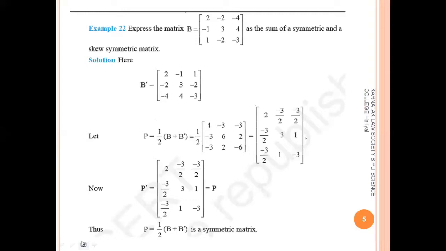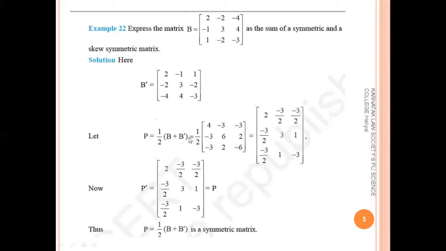We need to add these two matrices. That is 2 plus 2 is 4. Minus 2 minus 1 is minus 3. And minus 4 plus 1 is minus 3. Minus 2 minus 1 is minus 3. 3 plus 3 is 6. And minus 2 plus 4 is 2. Minus 4 plus 1 is minus 3. 4 minus 2 is 2. Minus 3 and minus 3 is minus 6. We need to remember while adding that the orders of B and B dash are the same. Here it is 3 by 3 and for B also 3 by 3. Therefore it is easy to add the two matrices.